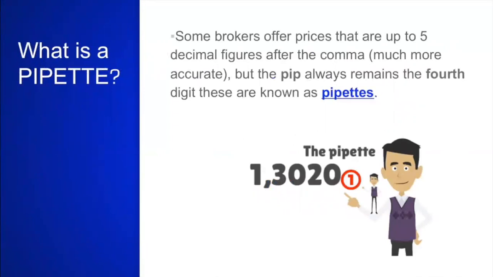Some brokers offer prices that are up to 5 decimal figures after the comma, and it's much more accurate, so they say. Really what I say is it really just gets in your way, makes you mad, and you thought that you were calculating pips, but you really got confused with the 5th digit. So know that that number is the pipette. So in this picture, you see 1.3020, that 1 is the pipette. Let me tell you now, ignore that number. When you're calculating, don't even add it to your calculator. Or if you do, act like it's that invisible friend that you had.